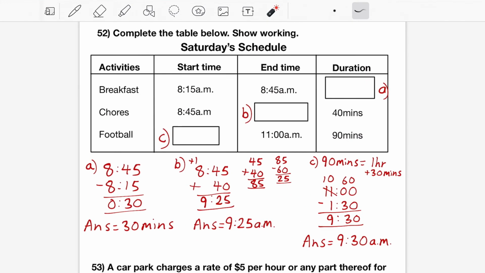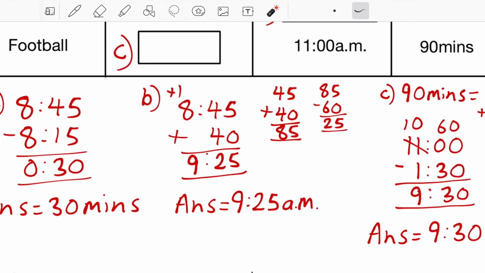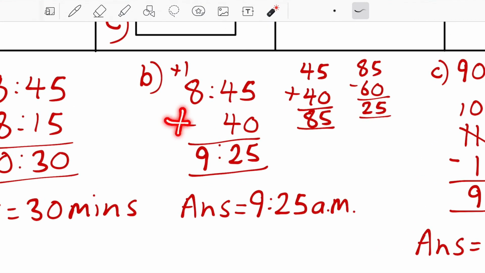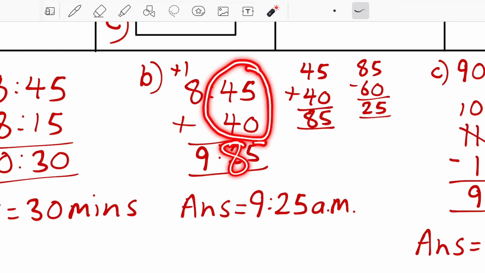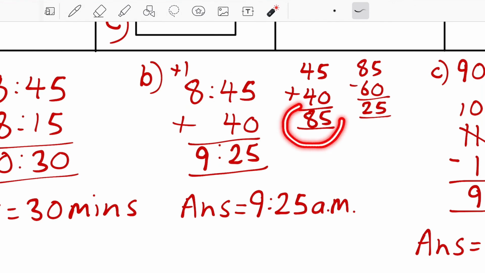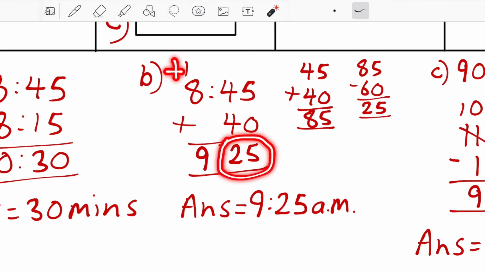B, we have the start time, we have the duration. To get the end time, we want to add the start time to the duration. So 45 plus 40 is 85, but we can't put 85 here because that would be wrong. The highest number that could go in minutes is 59. So let's take the 85 and break it into hours and minutes. If we subtract 60, which is 1 hour, we get a remainder of 25. So we put the 25 here and we add the hour here. So that will give us 9:25 a.m.